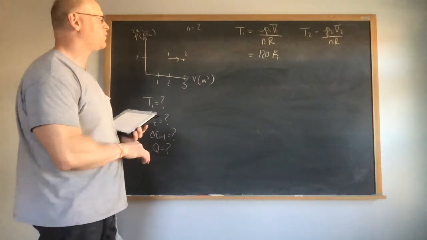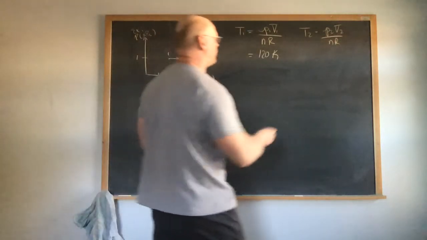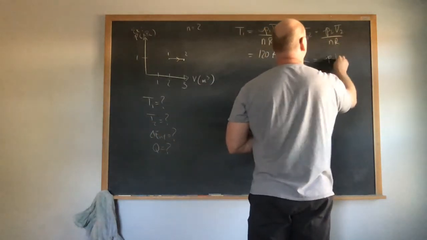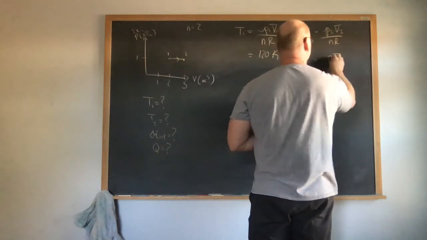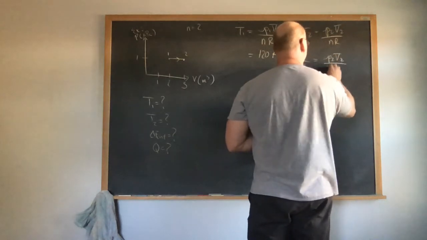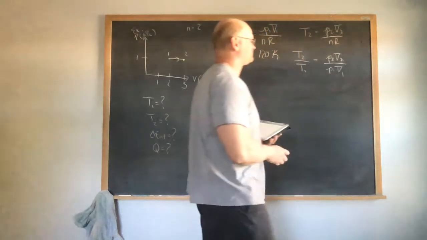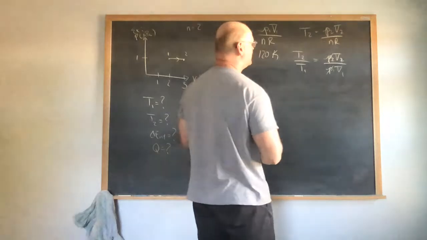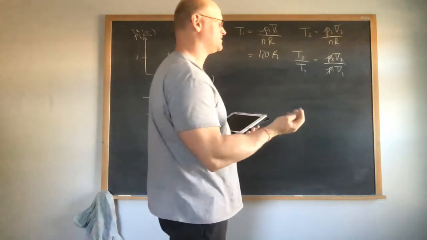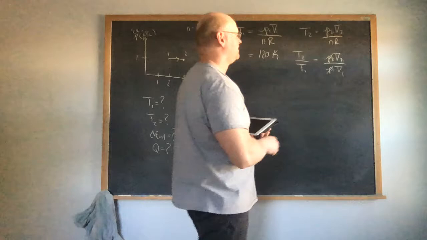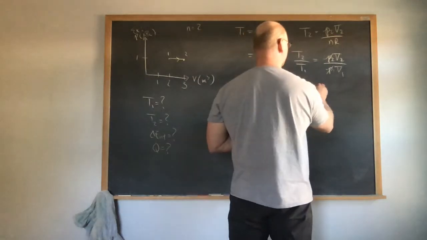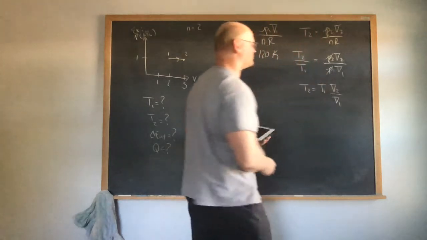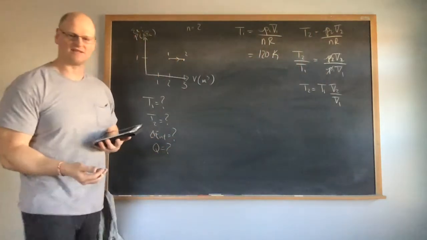Or we can do what we did before, which is simply take the ratio. We could also say that the temperature at 2 divided by the temperature at 1 is equal to the pressure at 2 times the volume at 2 divided by the pressure at 1 times the volume at 1. In this case, we know the pressure is constant, so this is simply going to cancel, which means that the ratio of the temperatures is just equal to the ratio of the volumes. So the temperature at 2 is equal to the temperature at 1 times the ratio of those particular volumes. Either way is absolutely sufficient.